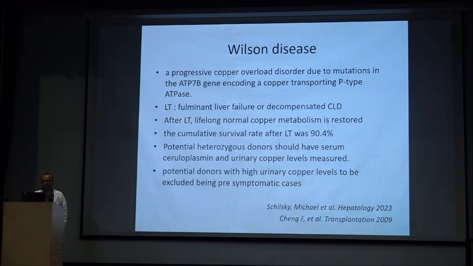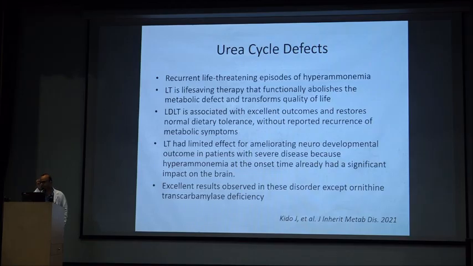the pre-symptomatic phase. Coming to the urea cycle defects, this is again a group of disorders with recurrent life-threatening episodes of hyperammonemia. LT is a life-saving therapy that functionally abolishes the metabolic defect and transforms quality of life. LDLT gives equal outcomes and restores normal dietary tolerance and metabolic control.